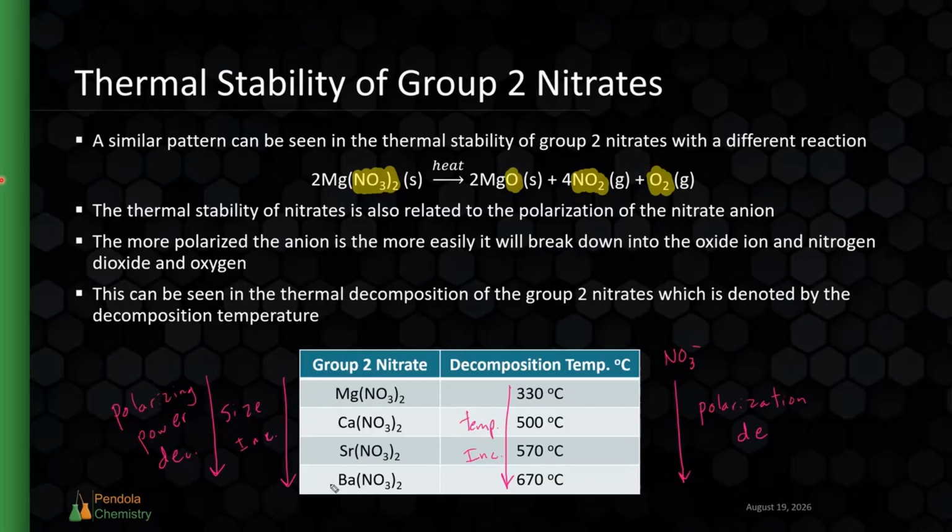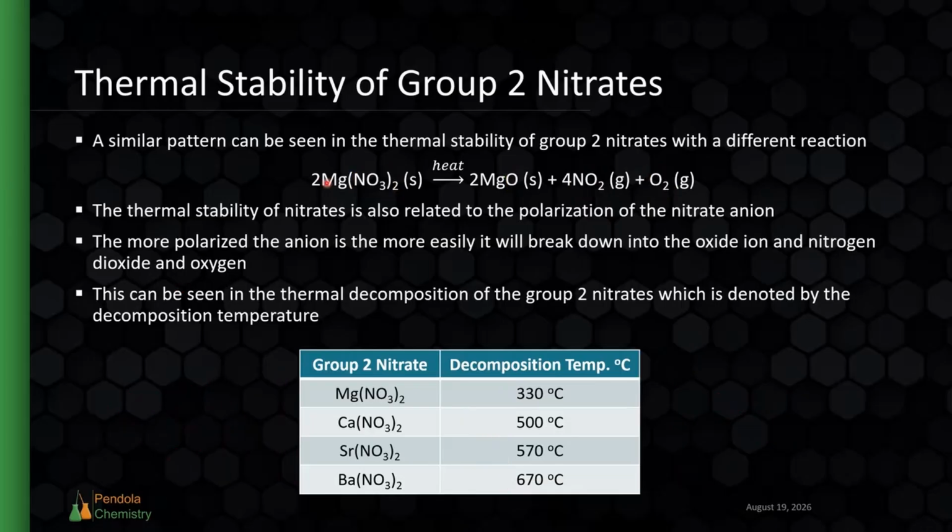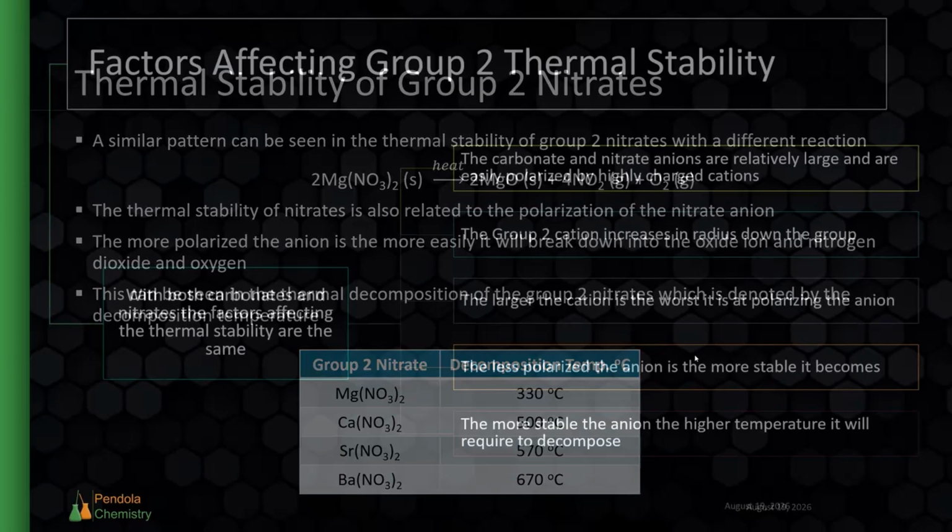So as the cation becomes bigger, it has less polarizing power, meaning the nitrate is less polarized as we move down, and we can see that affecting its decomposition temperature. The decomposition temperature goes up as the nitrates become more stable and require more energy to break down, just like we saw with the carbonates. So it's the exact same definition, the exact same theory and explanation for the nitrates that we saw in the carbonates.